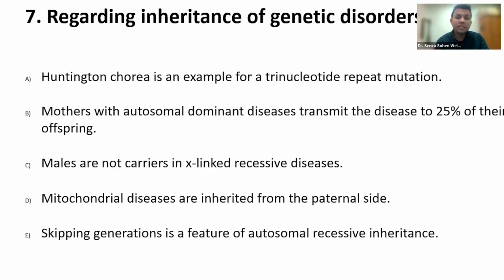So this is true. So the next question: mothers with autosomal dominant disease transmit the disease to 25% of their offspring.